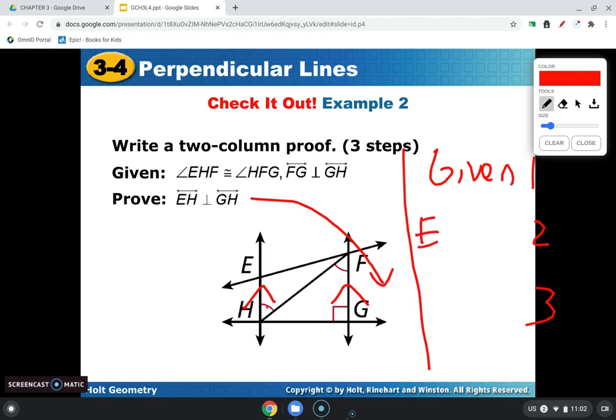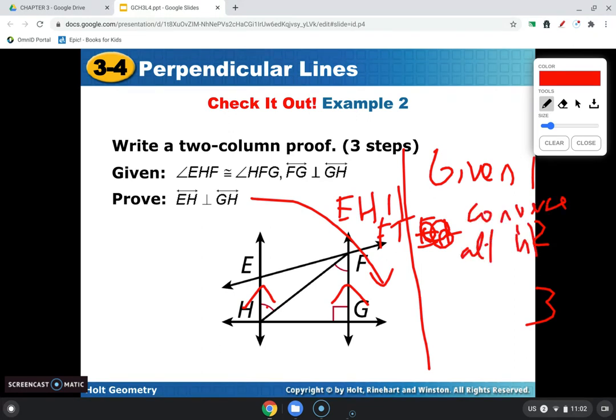So we could say EH, I'm sorry, I'll write that over here. EH is parallel to FG. Now we're proving parallel, so by the converse of alternate interior angles. Well, that proves those two lines parallel. Well, if these two lines are parallel and this is 90, this also has to be 90, and that is the perpendicular transversal theorem, or 342.